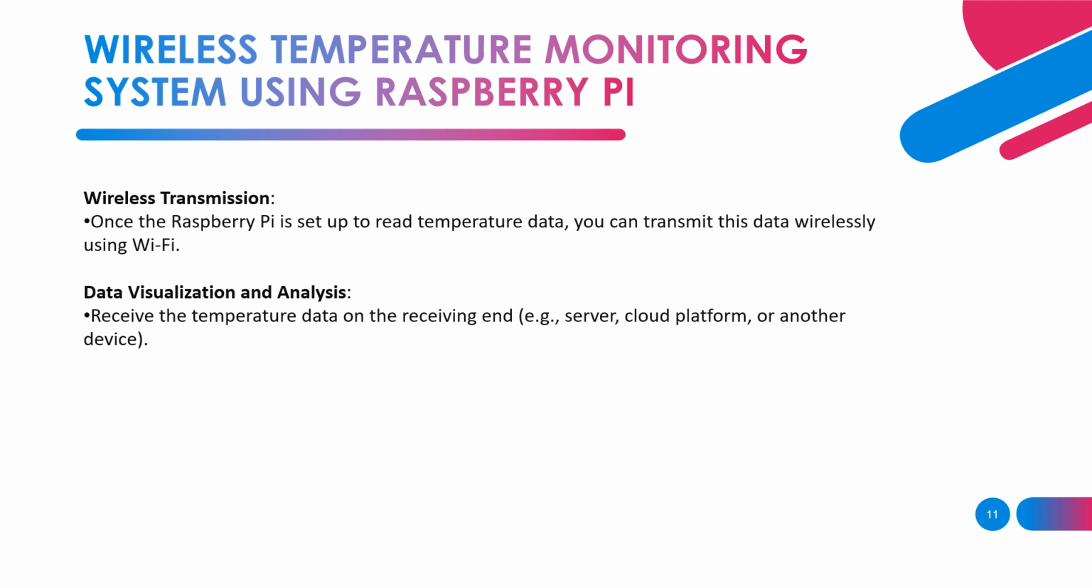Overall, a wireless temperature monitoring system using Raspberry Pi provides a flexible and cost-effective solution for monitoring temperature data in various environments ranging from home automation to industrial applications. With the versatility of Raspberry Pi and the availability of temperature sensors and wireless communication options, the system can be tailored to meet specific requirements and scale as needed.